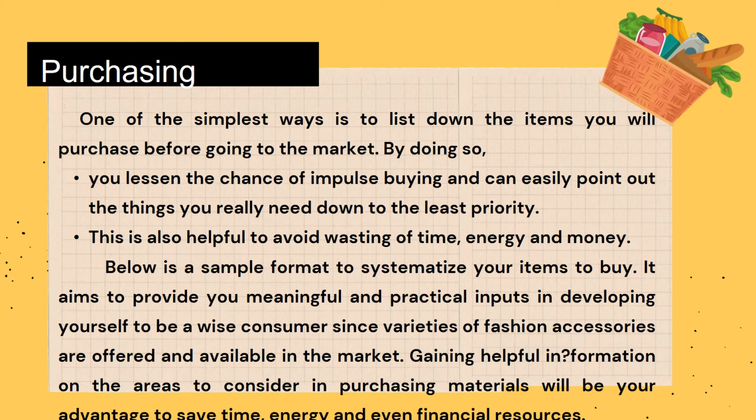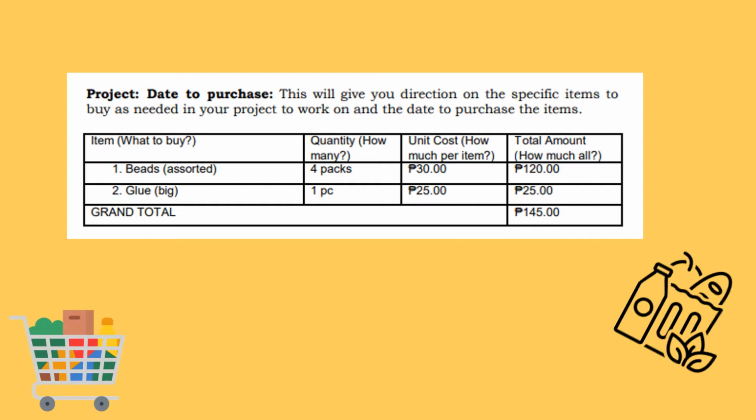This is helpful to avoid wasting time, energy, and money. Below is an example of format to systematize your items to buy. First, it aims to provide you meaningful and practical inputs in developing yourself to be a wise consumer. Since varieties of fashion accessories are offered and available in the market, gaining helpful information on the areas to consider in purchasing materials will be your advantage to save time, energy, and even financial resources.